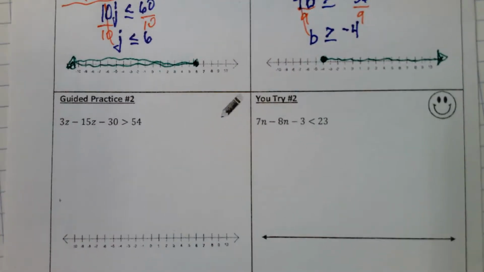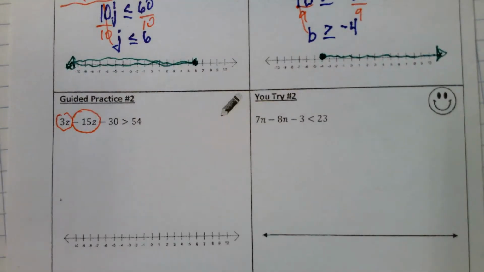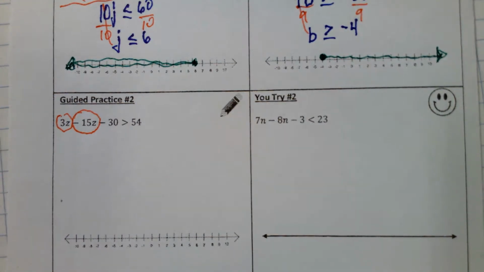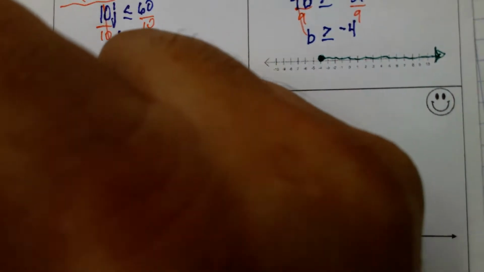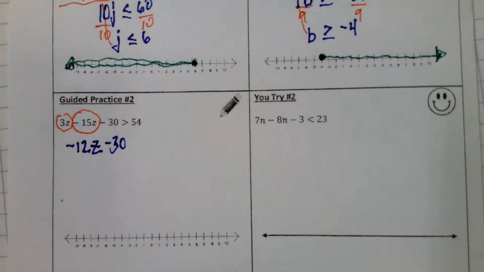Okay, number 2. So the first thing I look for are parentheses. They're not there. So let's see if I can combine anything. I have 3z take away 15z. Okay, so I've got to figure out what that is. If I have 3 and take away 15, what is that going to give me? Negative 12z minus 30.